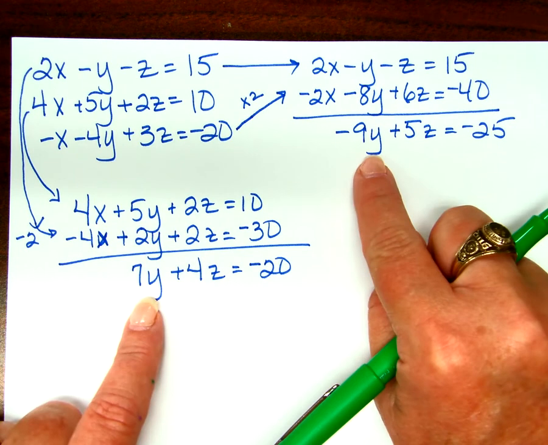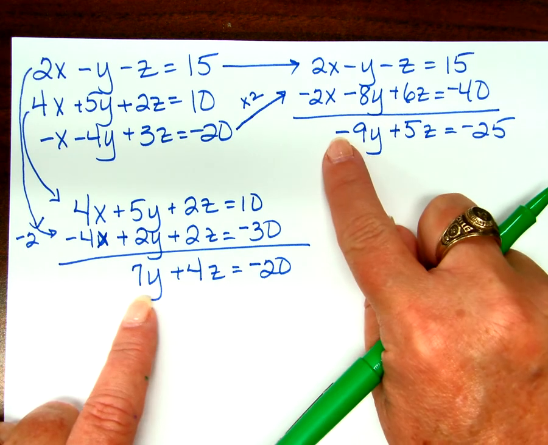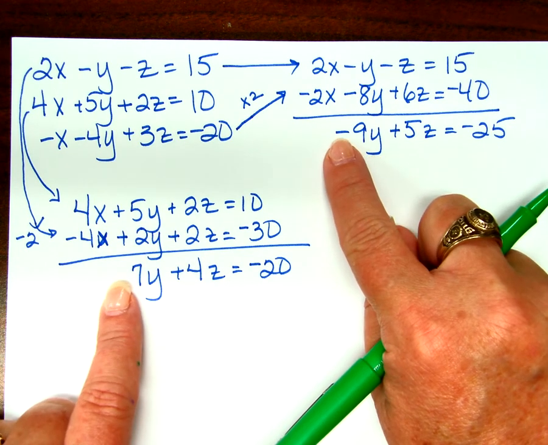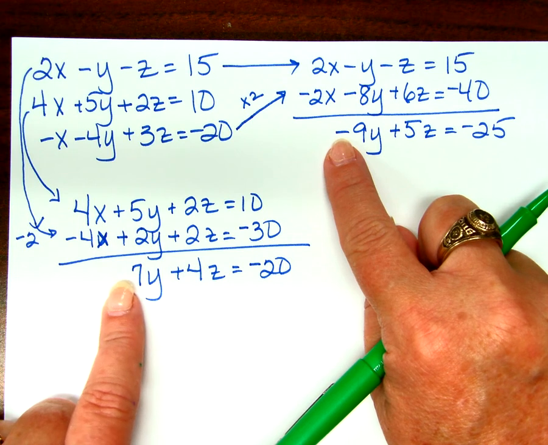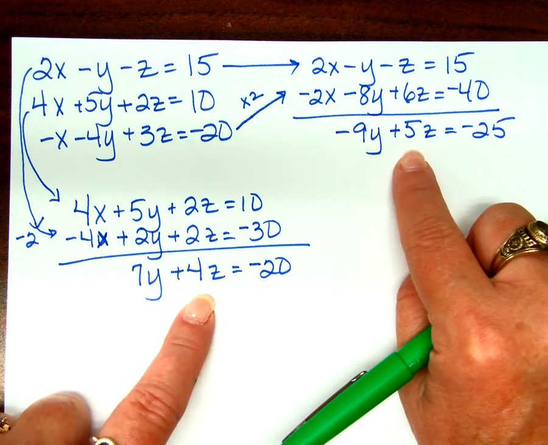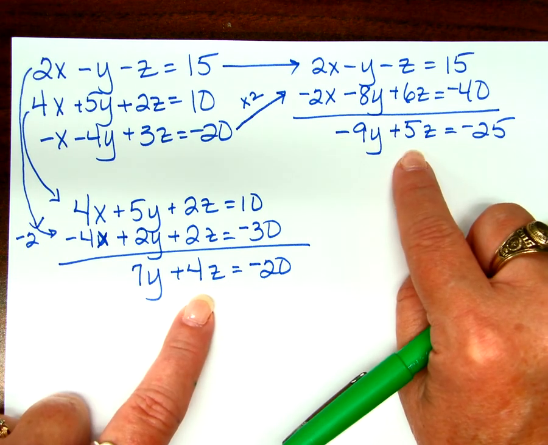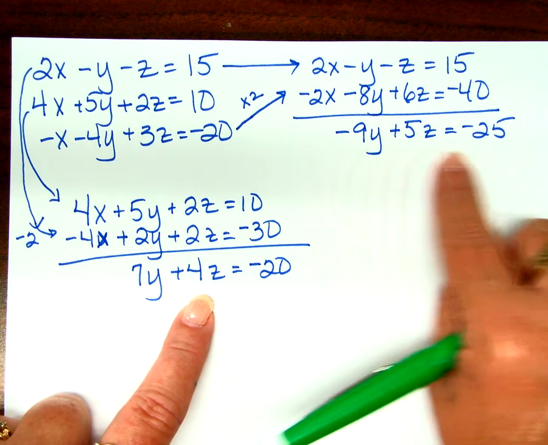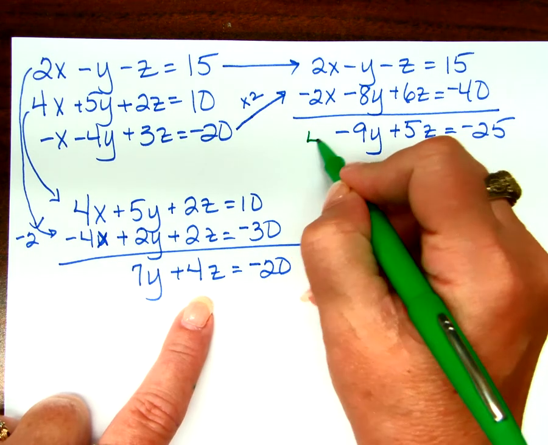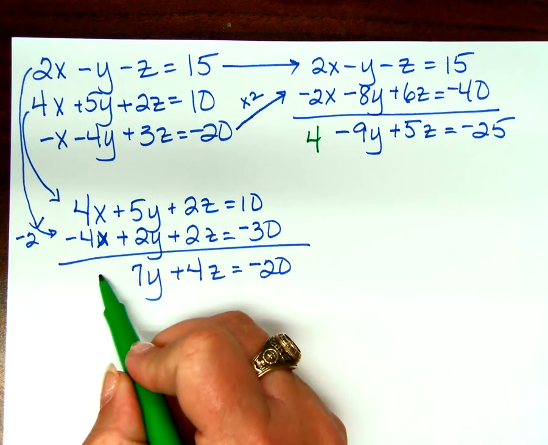Why would some people choose y? Because they're already opposite signs, right? Do you see why some people would choose y? You guys chose z, though, so I'm going to go with z. Okay? What are we going to need to multiply this equation by? 4. And what are we going to need to multiply this equation by? Negative 5.